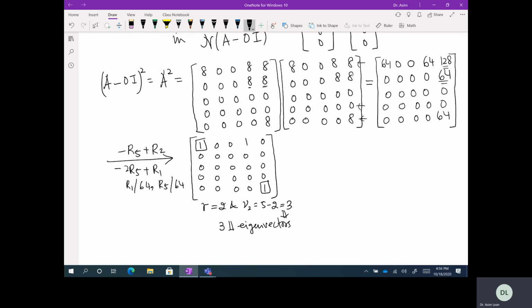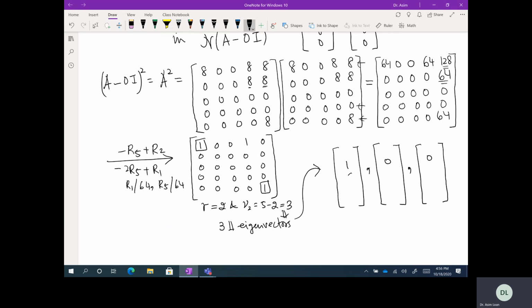If we have now 3 independent eigenvectors, what are these 3 independent eigenvectors? These are 1, 2, 3. So where are the free variables? The free variables are second, third, fourth. So second, third, fourth are free variables.